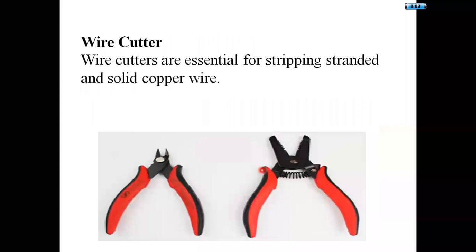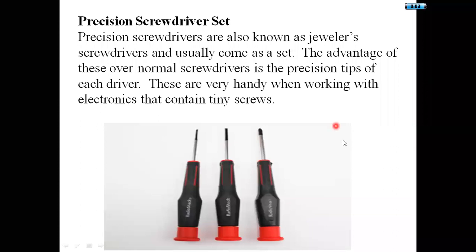Next one is wire cutters. Wire cutters are essential for stripping strands, and solid copper wires can be plucked by using these wire cutters. Next one, these are the precision screwdrivers. For fine tuning purposes, we will use these precision screwdrivers. The advantage of using these is that a normal screwdriver may not work very well, whereas these precision screwdrivers are very handy for us to use.